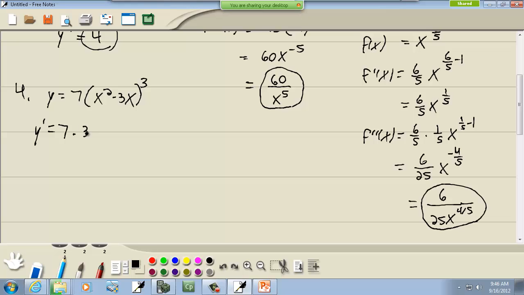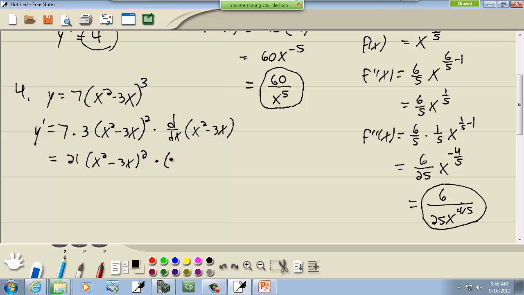Take our power, put it out in front. What's inside the parentheses remains as is. Lower our power by 1, and then we multiply it times the derivative of what's inside the parentheses. Well, 7 times 3 is 21. And then we got x squared minus 3x squared. And then the derivative of x squared minus 3x will be 2x minus 3.